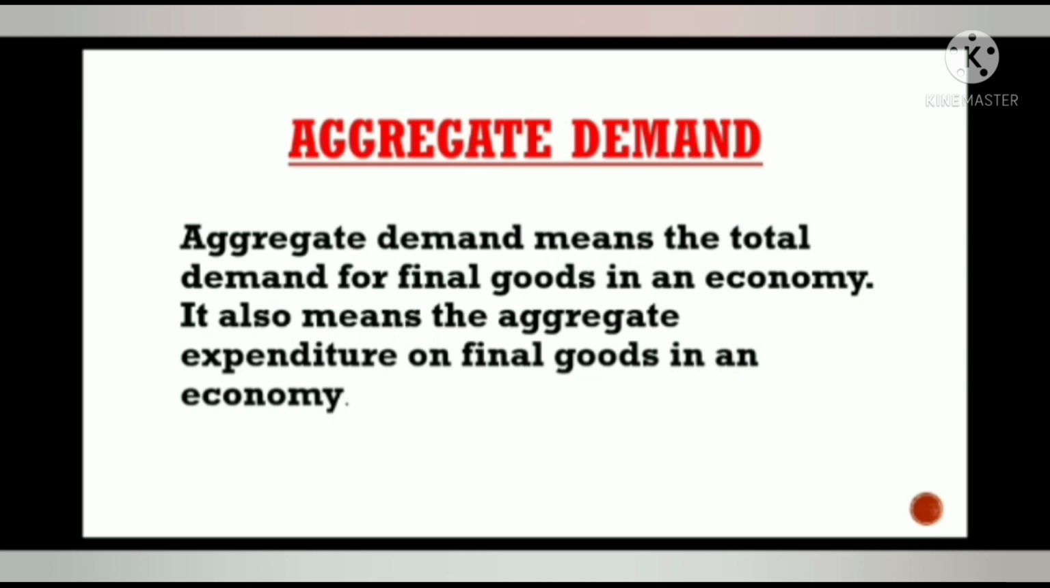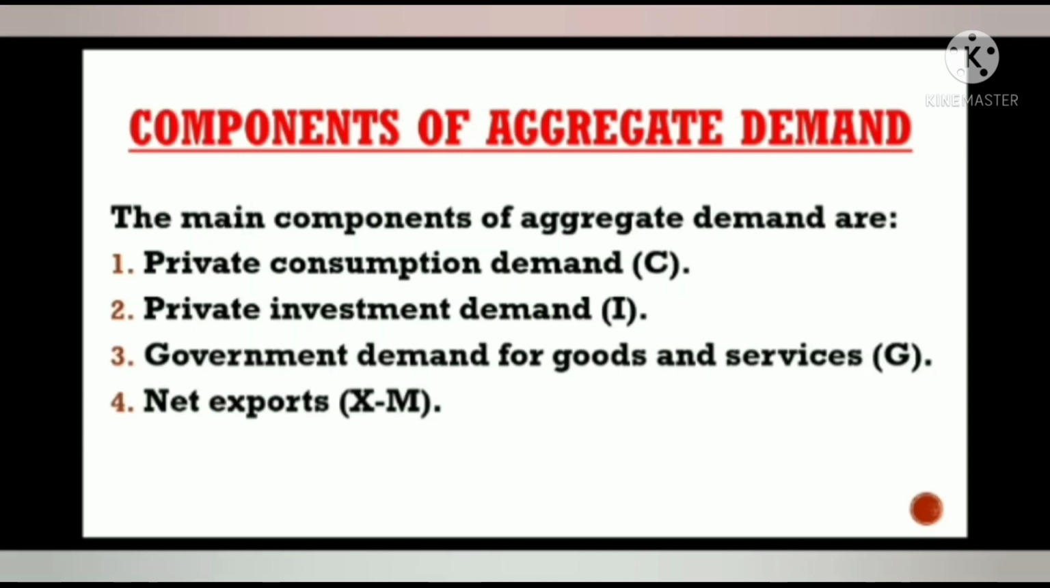Next, components of aggregate demand. The main components of aggregate demand are private consumption demand, private investment demand, government demand for goods and services, and net exports. So point number 1 is private consumption demand, that is C. It refers to the demand for all goods and services by households of a country during a year. It depends upon personal disposable income.